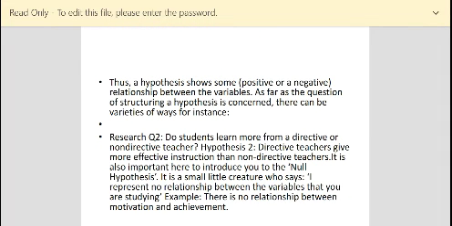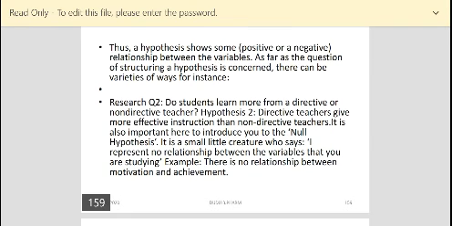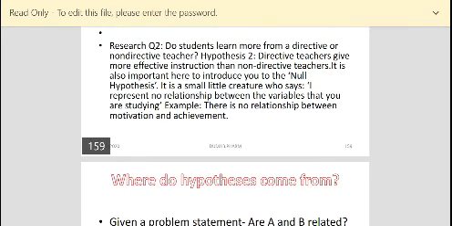As far as structuring a hypothesis is concerned, there can be a variety of ways. For instance, let's see this research question 2: do students learn more from a directive or non-directive teacher? Hypothesis 2, which is from question 2: a directive teacher gives more effective instruction than a non-directive teacher. It is also important here to introduce you to the null hypothesis. It says, I represent no relationship between the variables that you are studying. Example, there is no relationship between motivation and achievement. I hope we are getting the point.